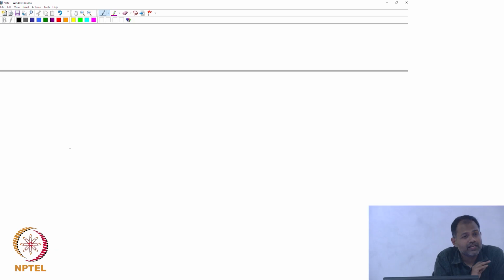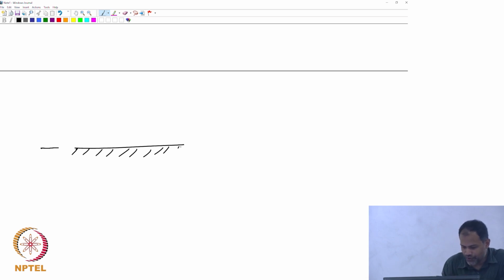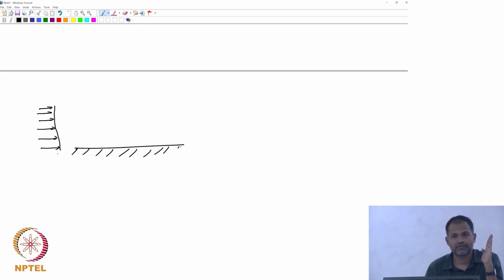So we'll look at a very simple situation. We will only worry about a flat plate, nothing else. That's a flat plate, and we will say there is a fluid that's coming at a constant velocity. So the velocity profile is constant, and it's approaching the solid plate.